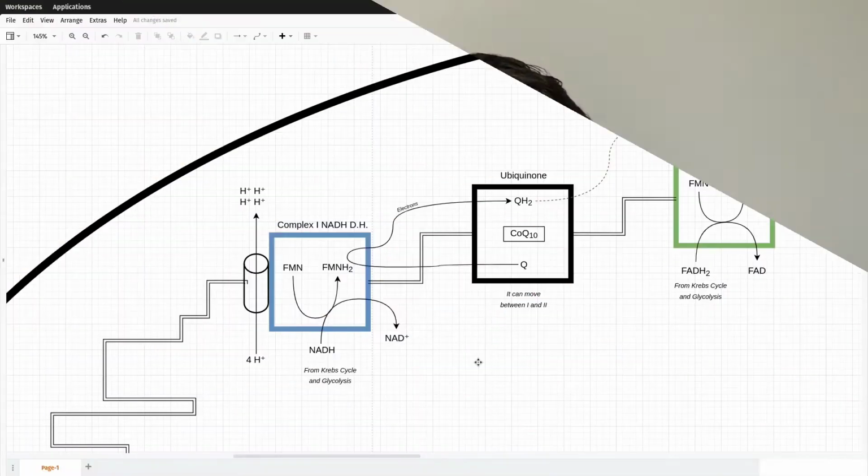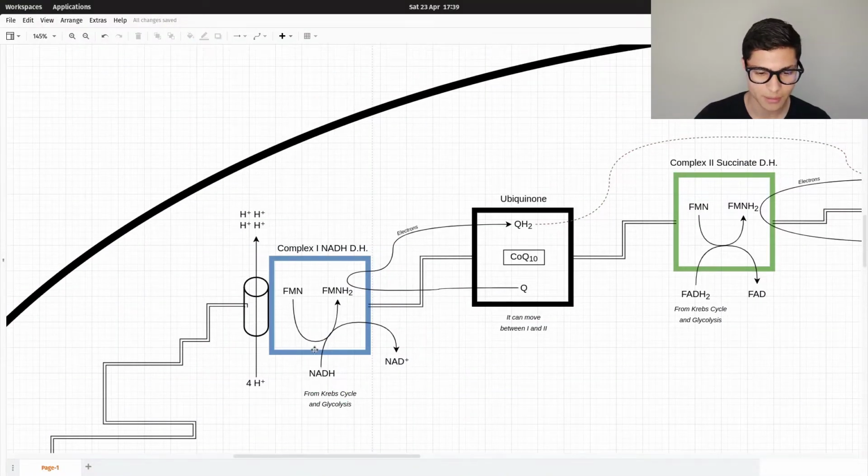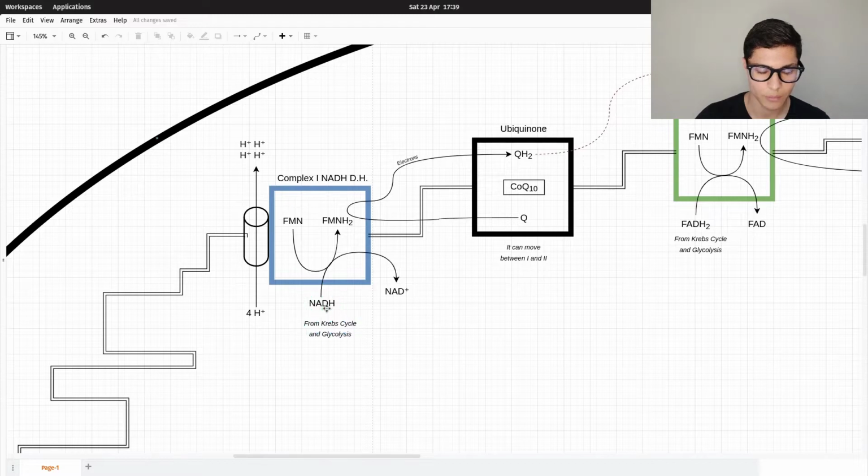Hello, and here we are again with the metabolism inside the mitochondrion. We discussed already the Krebs cycle and the preparation steps, and now we're going to focus on the electron transport chain. So let's begin. Okay, so we start here with the NADH from the Krebs cycle and glycolysis.